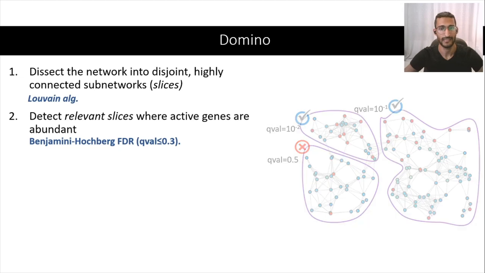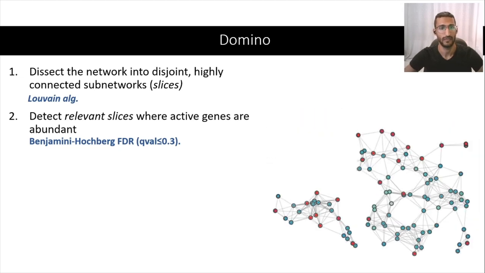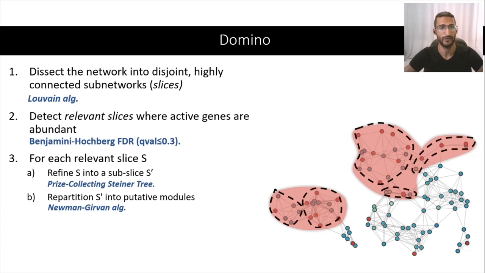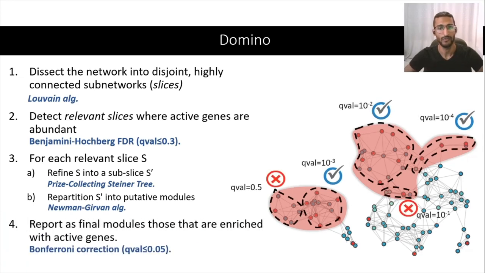Each of these relevant slices is then subjected to a refinement step done by solving the prize-collecting Steiner tree. And then it is repartitioned into putative modules using the Girvan-Newman modularity algorithm. Finally, Domino reports as final modules only those that are enriched with active genes. Here, we test for enrichment of active genes in a strict manner. The correction for multiple testing is done using the Bonferroni correction with a threshold of 0.05. I would like to highlight at this point that Domino does not use the GO ontology in any of its steps. Also, note that step number one is done only once per network.